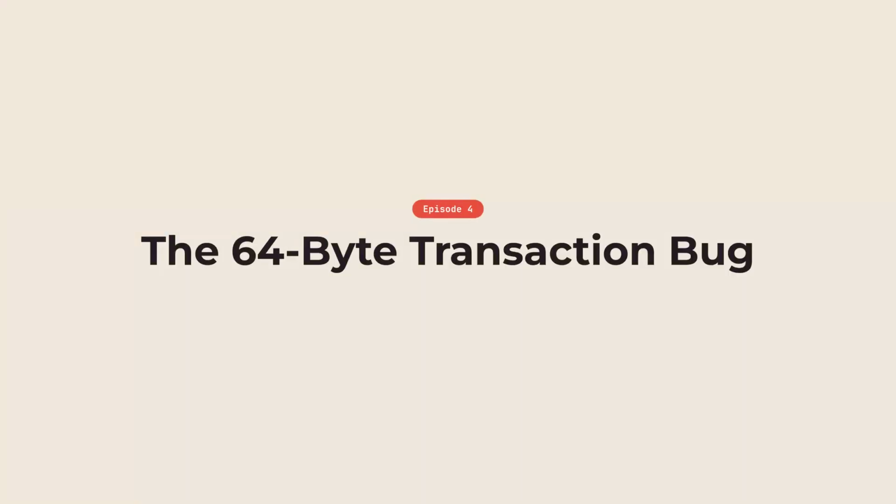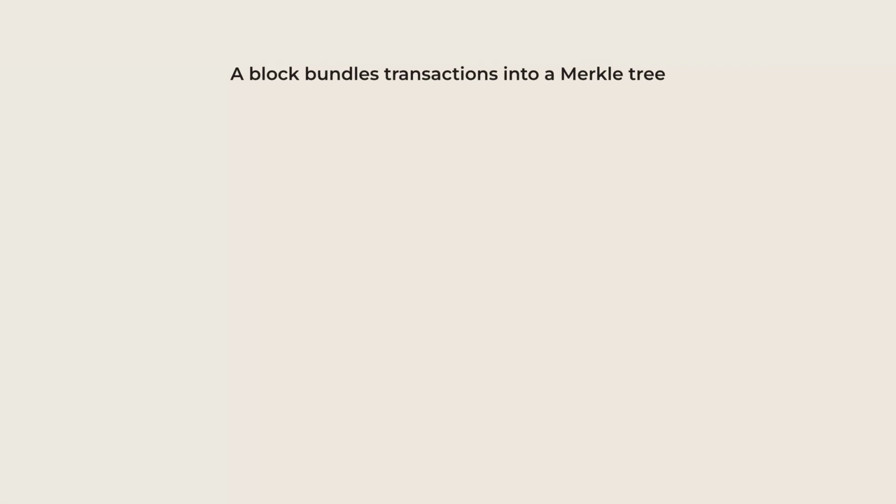The 64-byte transaction bug. A hidden flaw in Bitcoin's Merkle tree, addressed by BIP54 as part of the consensus cleanup proposal. Every Bitcoin block bundles its transactions into a structure called a Merkle tree. Transactions sit at the bottom as leaves, and each pair gets hashed together to form a parent, all the way up to a single root hash.